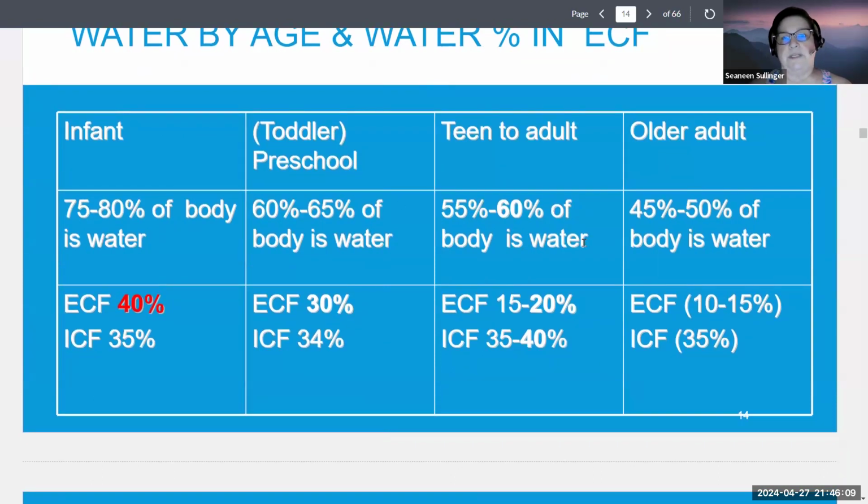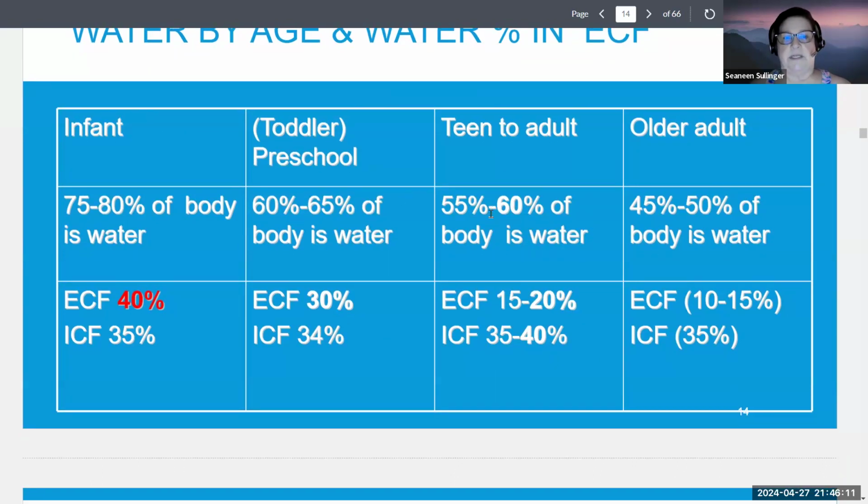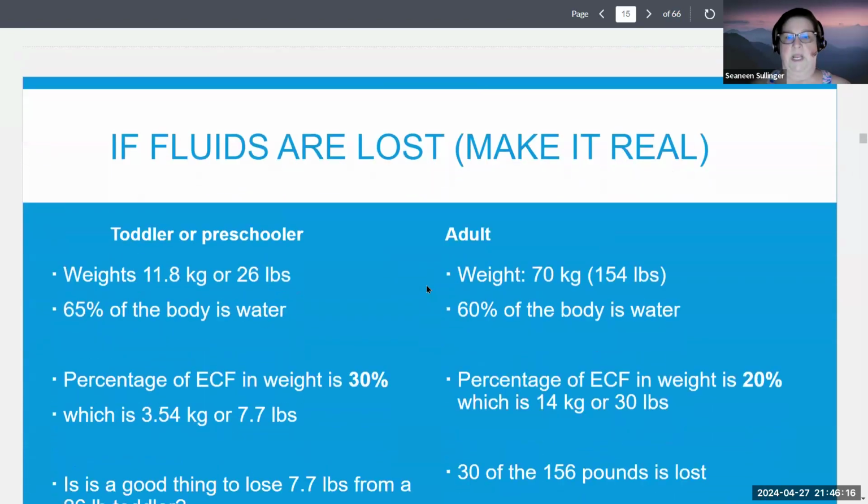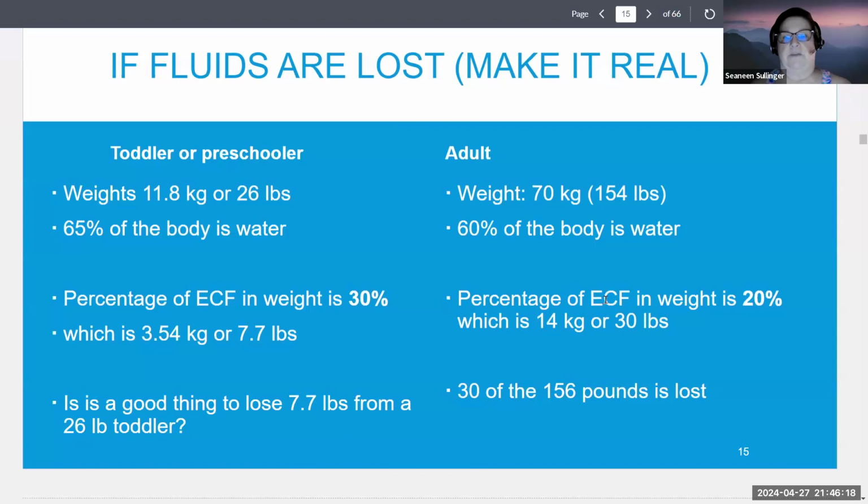The older adult, teen to adults, we're saying 60 and 60. However, because the extracellular fluid proportion is different, right? The percentage of the extracellular fluid in the adult is 20%. So 60 to 65% of the body is water in both of those people. But because the extracellular fluid is different, then it equates to 14 kilos or 30 pounds.